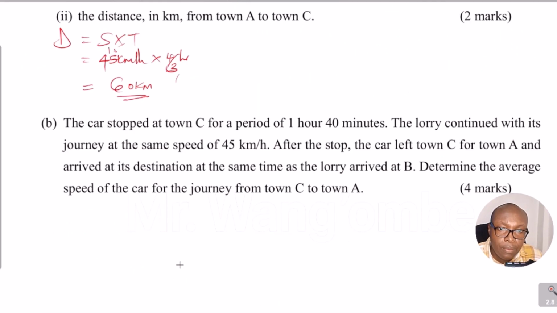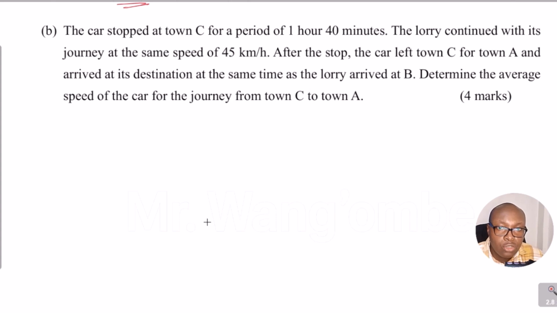We go to part B. Part B: the car stopped at town C for a period of 1 hour and 40 minutes. The lorry continued with its journey at the same speed of 45 kilometers per hour. After the stop, the car left town C for town A and arrived at its destination at the same time the lorry arrived at B. Determine the average speed of the car for the journey from C to A.